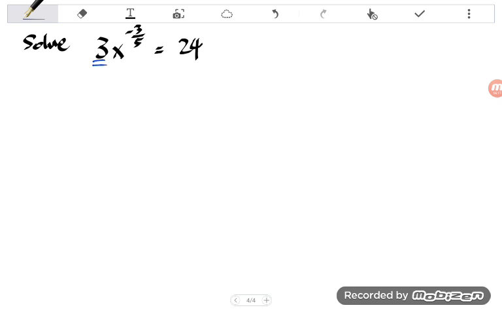But for now, can we try to somehow remove the 3 in the front? This is 3 multiplying x to the power of negative 3 over 5. So I can remove the 3 by dividing by 3 both sides. So that cuts out, and I'll get x to the power of negative 3 over 5 is equal to 8. Okay, now, what else can we do? Can we change 8 to become x to the power of something?